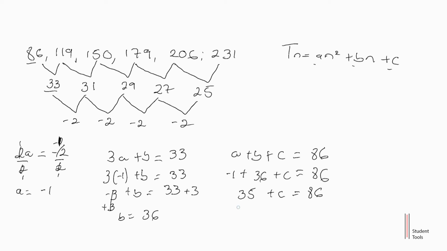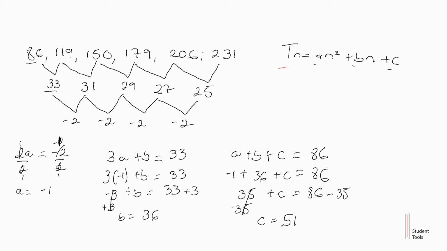So now we have to make C the subject of the formula. To make C the subject of the formula, we have to take 35 from the left hand side to the right hand side. So we will have to subtract 35 here on the left hand side and also on the right hand side. So minus 35 here. This will be equal to 0, such that C will be equal to 86 minus 35, that is 51. So now we have the values of A, B, and C. Now we can substitute into this formula so that we can then get the nth term of this pattern.